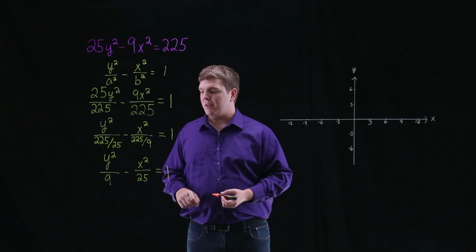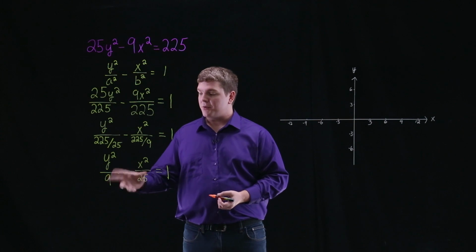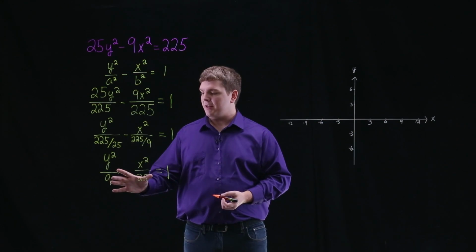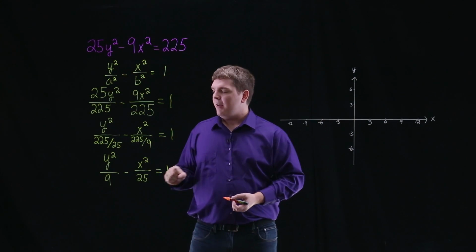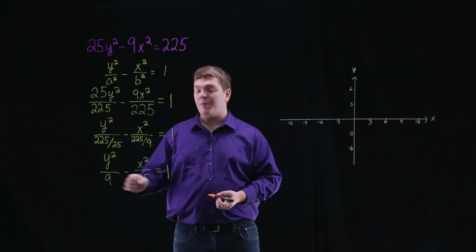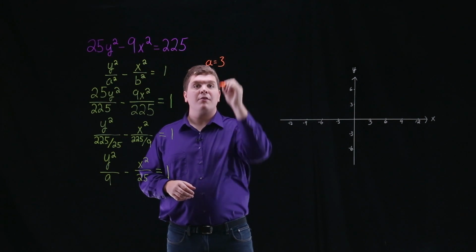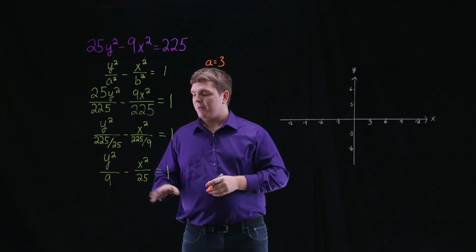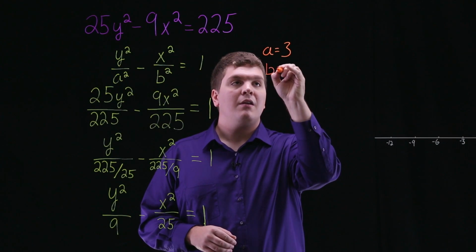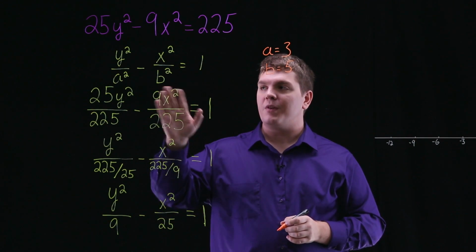Now, what we see here is that we have the standard form of the equation of a hyperbola. Something we'll want to note is the transverse axis of this hyperbola is going to be vertical. We can compare this form with the standard equation, and we'll see a couple things. The first thing is that a squared is equal to 9, or a is equal to 3. The next thing is that b squared is equal to 25, which tells us that b is equal to 5.